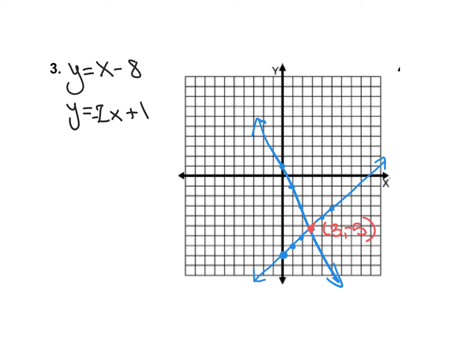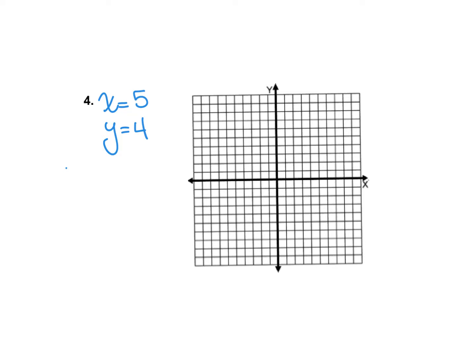And so let's see here. Our solution to the system is 3, negative 5. And again, you can plug it in just to double check it. I've got, is 3 minus 8 equal to negative 5? Yep. And then you could plug it into the other one and you'd see that it is a solution to both of those equations. So our solution is 3, negative 5.